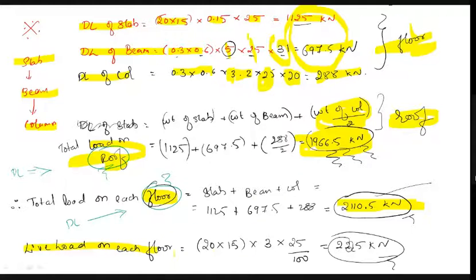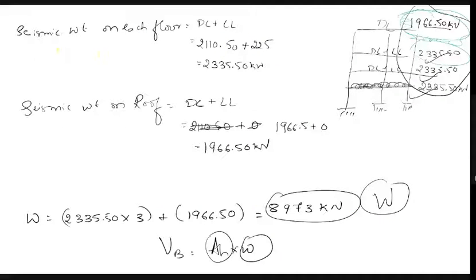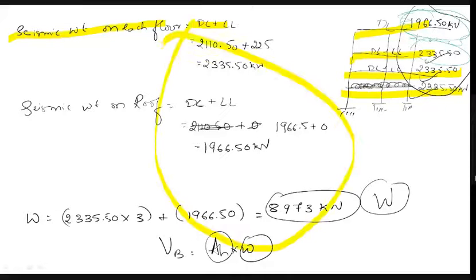Then we want to determine the live load. According to IS, if the mentioned live load is lesser than or equal to 3 kilonewton, then we take 25% of the live load. Suppose the live load mentioned is greater than 3, then we take 50% of the live load. So we have the dead load and live load. Determine the seismic weight on each floor, that is dead load plus live load. You get the load on the first floor, second floor, third floor, and on the roof you take only the dead load. Adding all these three total loads, we get the total seismic weight, that is 8,973 kilonewton.